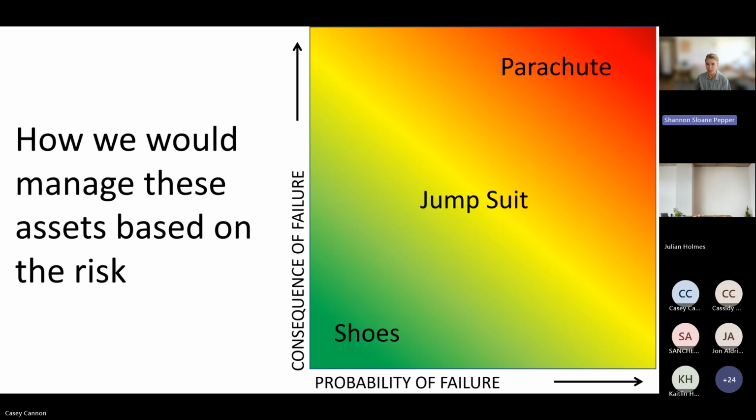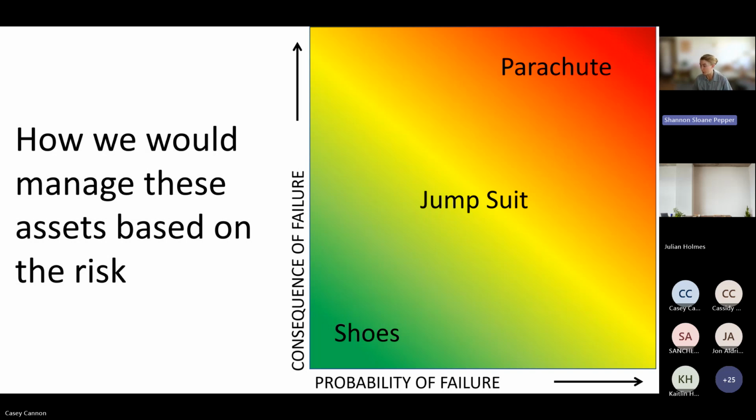So in this really simple case study, the consequence of failure of the parachute is the highest, right? That's why we have it in the upper right-hand quadrant. And we have this color gradient also to help visualize what that risk might look like. So parachute is in the red because it's high probability of failure, high consequence of failure. Failure of the jumpsuit, we would maybe put in the middle. It's moderate. The consequence is that it inhibits your ability to steer.